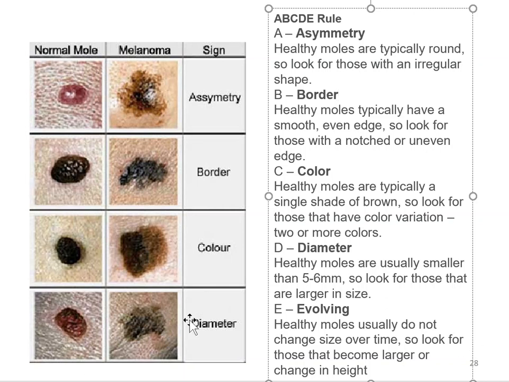The E, which isn't shown in the pictures, stands for evolving. This just means that if the mole appears to be changing over time, maybe it's changing in size, in color, or in symmetry. If it's changing, or as they say, evolving, which is kind of incorrect to say, I guess, but anyway, if it's changing over time, then that is a hint that it might be melanoma and not a healthy mole.